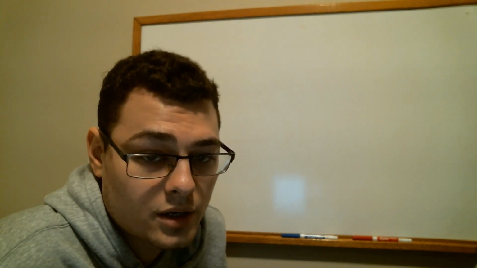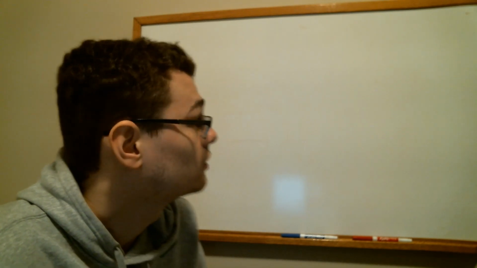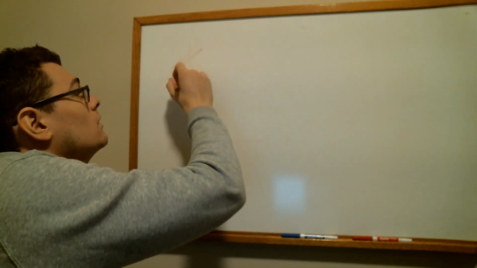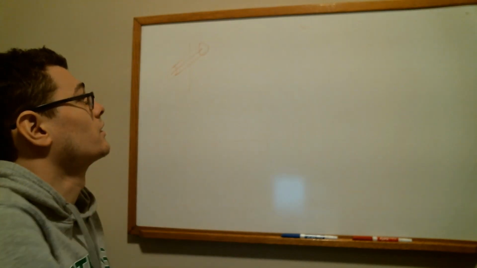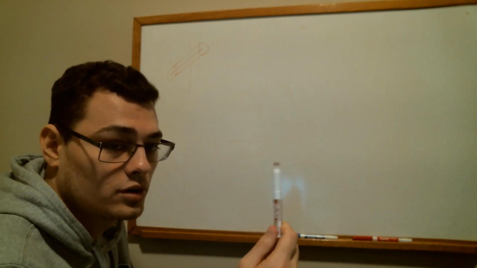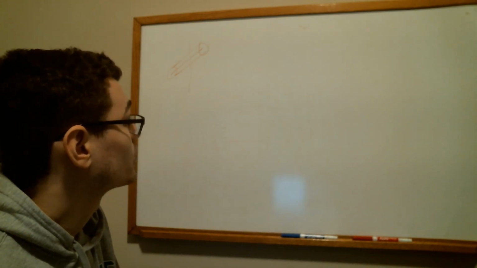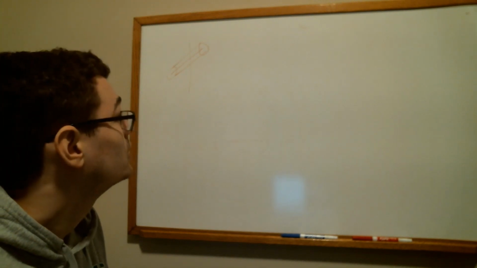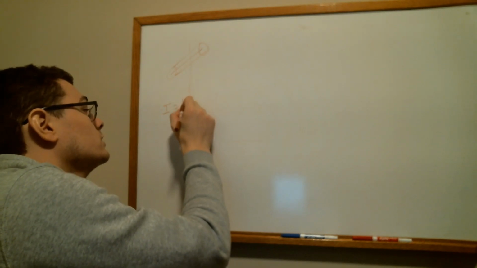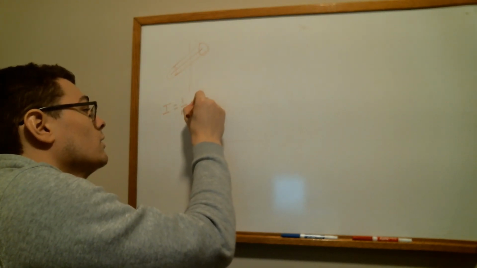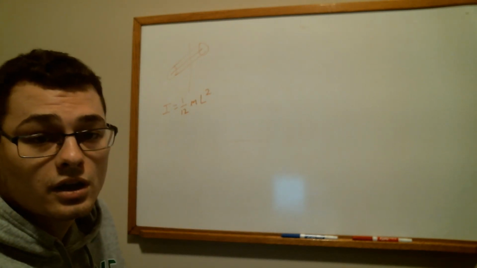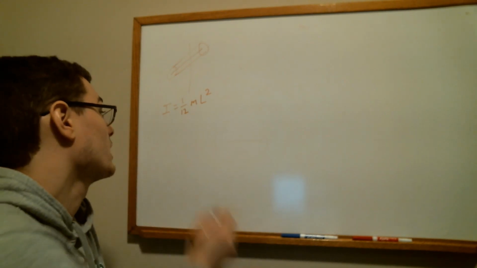So for a rod with an axis through the center, like so, for a rod like this, where it's spinning, if you were to take a ruler and spin it around a marker in the center, this is what you would be looking at, obviously if the ruler was a rod. We just know our formulas, and you just want to say that this is 1/12 ml squared.